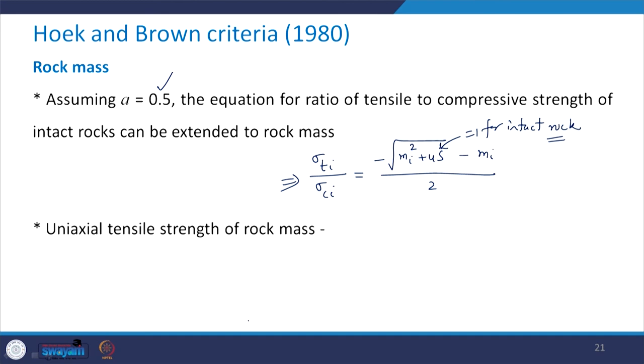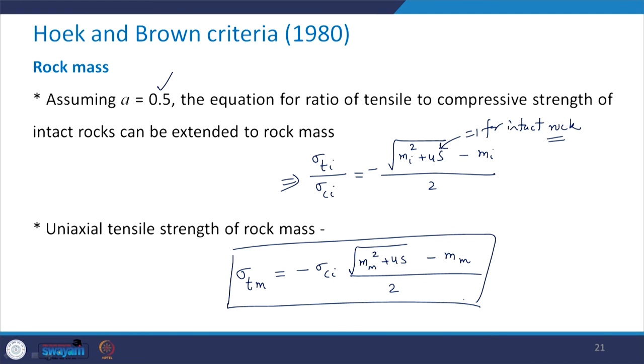So that is how we are going to get the uniaxial tensile strength of the rock mass, that I would represent as sigma tm, that would be minus sigma ci, and that's going to be square root of (mm square plus 4s) minus mm, divided by 2. So just take a note of it here, that this negative sign would be here. So this is how we are going to get the uniaxial tensile strength of the rock mass.